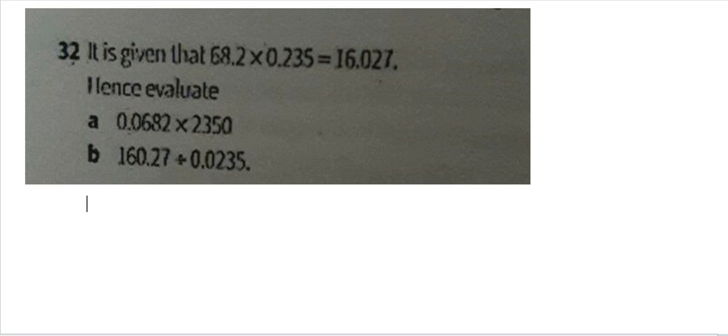Okay, in this question, it is given that 68.2 times 0.235 equals this given value, and hence evaluate. Remember that whenever you have the word "hence", it means that we have to use our previous values. So the previous value given is 68.2 multiplied by 0.235, and that is equal to 16.027.